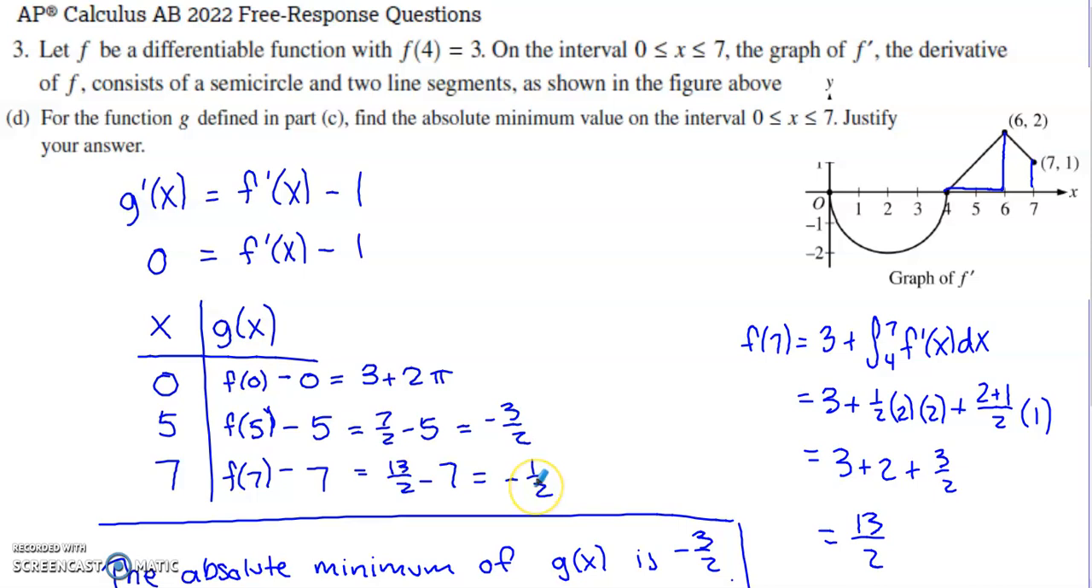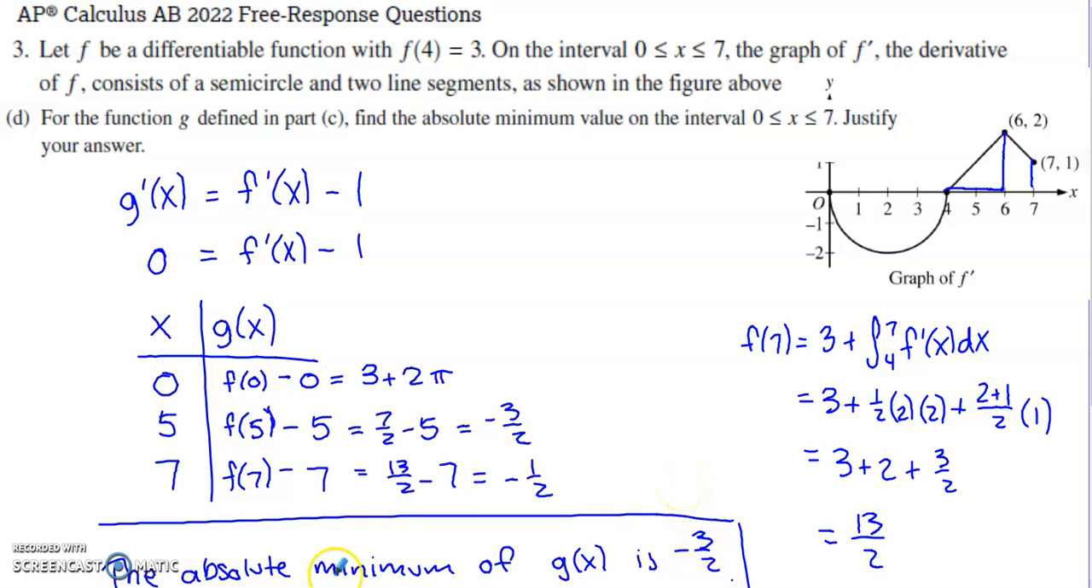What's the minimum value of g? Well, the minimum value of g is the smallest value that we see. Having the work in place like we do right here, using the extreme value theorem like we have, is going to satisfy the justify your answer requirement.